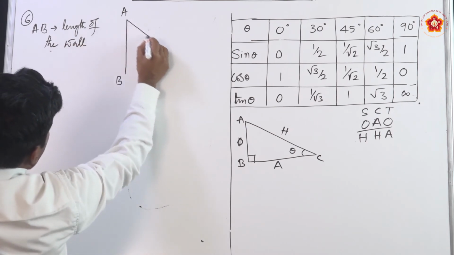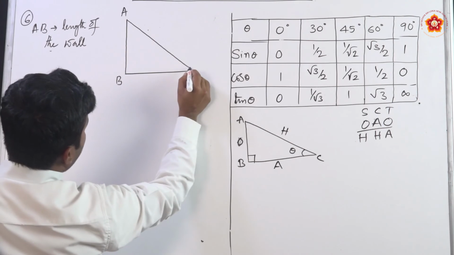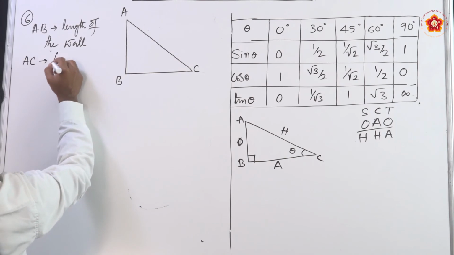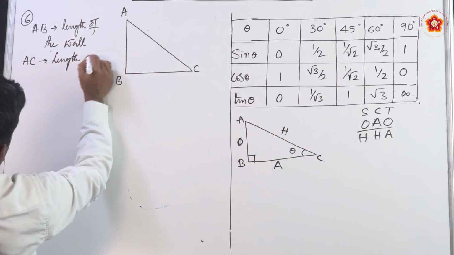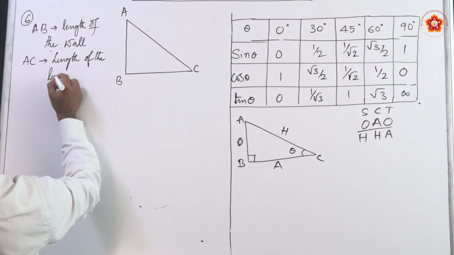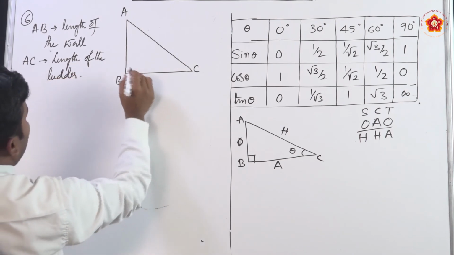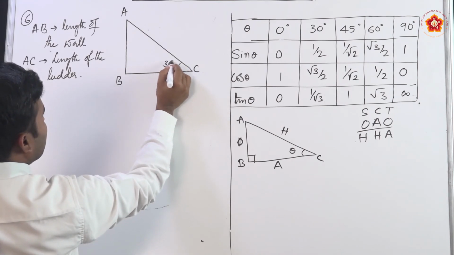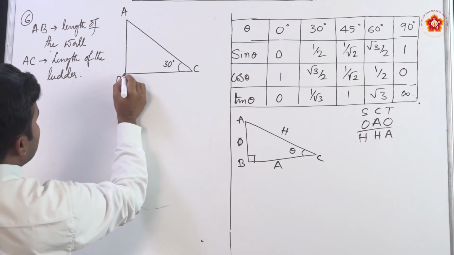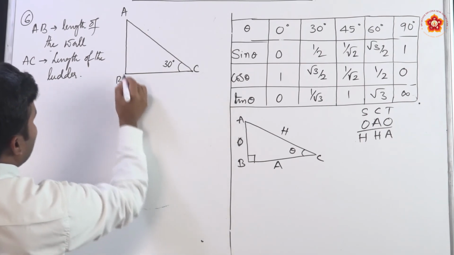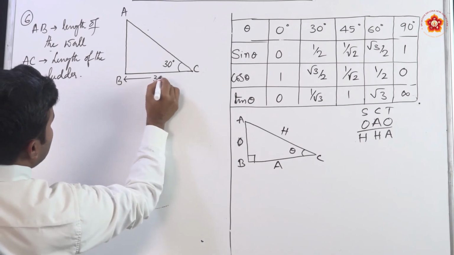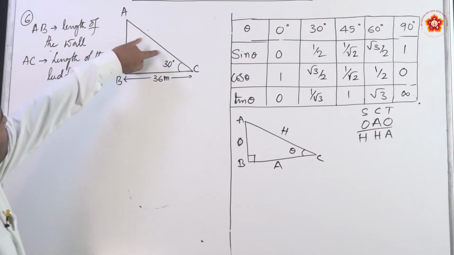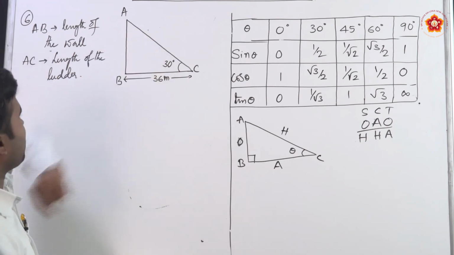and AC I will take as the length of the ladder, and here the angle of elevation they have given is 30 degrees, and the distance between the foot of the ladder and the wall they have given as 36 meters. Now, I want to find this one, that is the hypotenuse side of this triangle.